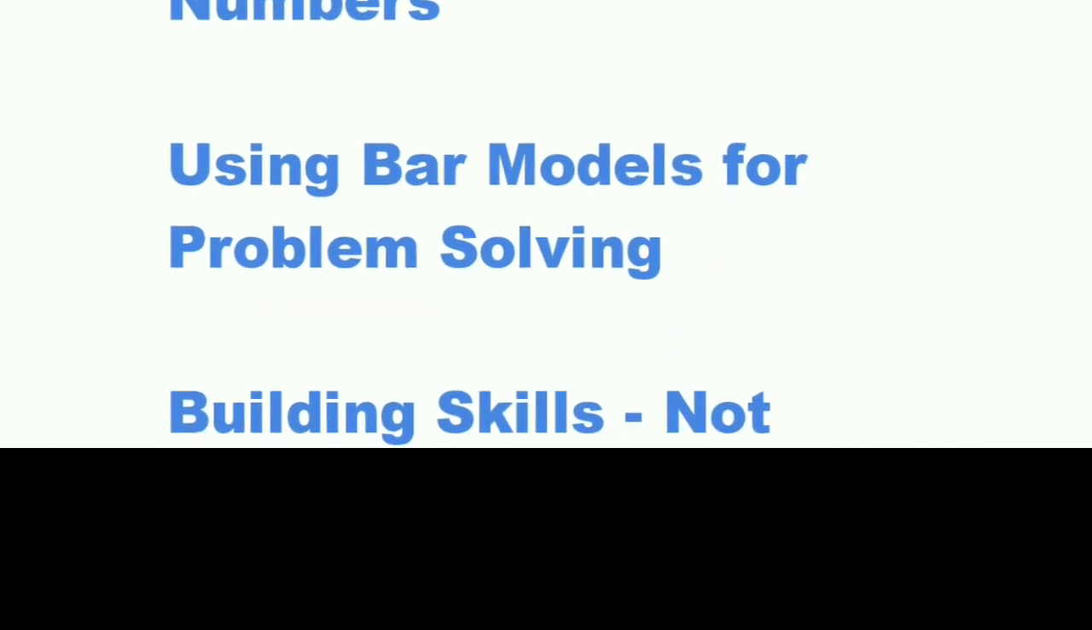After this, let's see the recap. In this one, we have learned subtracting bigger numbers, using bar models for problem solving, like the addition model, subtraction model and comparison model. So these are the three bar models for problem solving. Next is building skills, that is "not enough information."